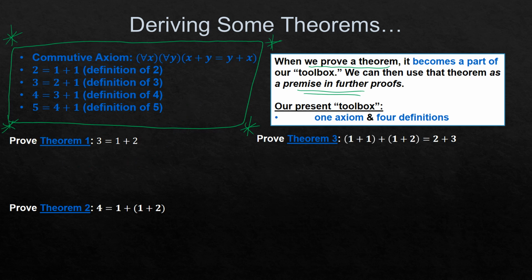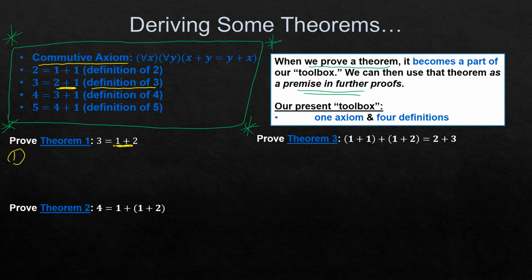And now let's try to prove theorem 1. We have 3 is equal to 1 plus 2. If we look at our toolbox, we do have the definition of 3, but here we are told that 3 is equal to 2 plus 1. That's not exactly the same as saying that 3 is equal to 1 plus 2. However, we do have the commutative axiom. And that gives a hint that we should say that this statement here and this statement here are identical. But to do that, we need the commutative axiom. Without the commutative axiom, we couldn't do it.